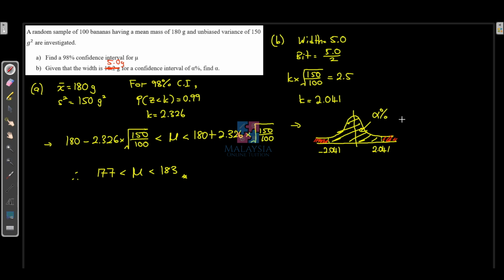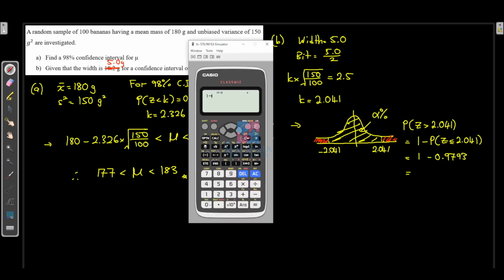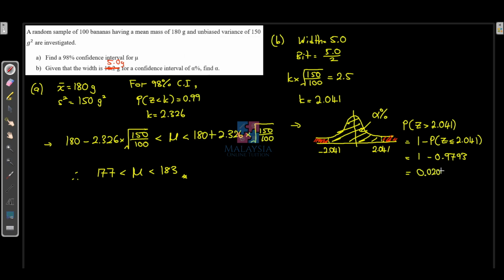Now what I can say is the probability of z greater than 2.041 is equal to 1 minus the probability of z less than or equal to 2.041. So we need to find the probability of z less than 2.041. The probability is 0.9793. So 1 minus 0.9793, we get 0.0207, or in percentage, this is 2.07%.